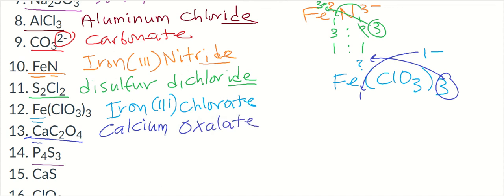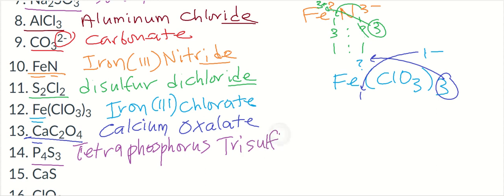Nonmetal, nonmetal. Let's use the prefixes. Tetra is the prefix for 4, tetraphosphorus, and tri is the prefix for 3. Again, change the ending to IDE, so it's sulfide. Tetraphosphorus trisulfide.